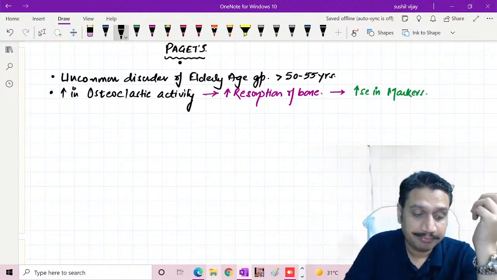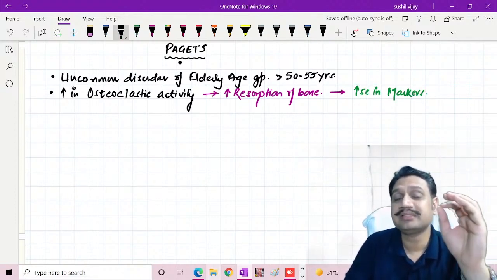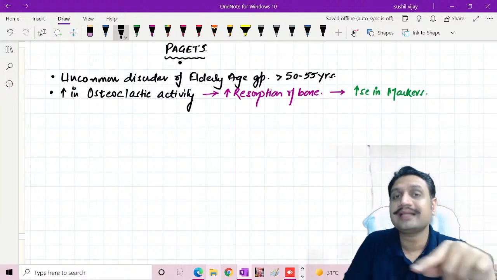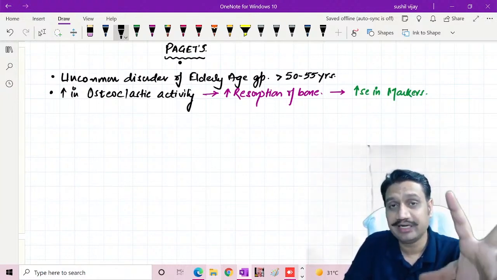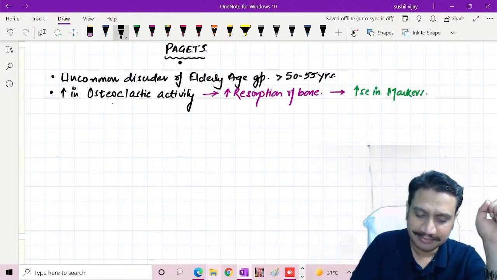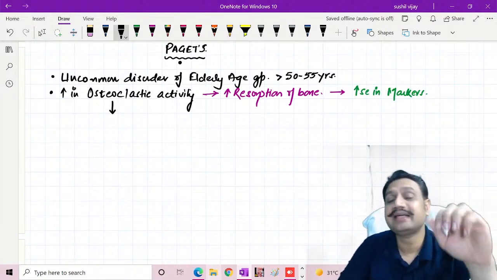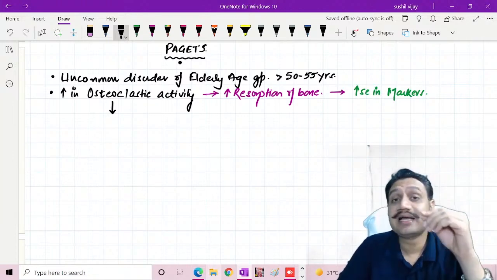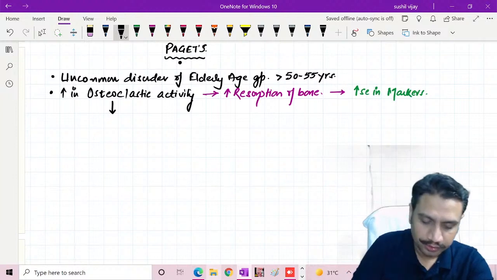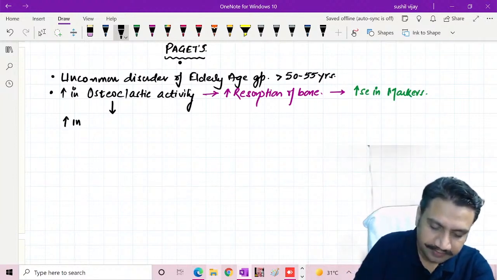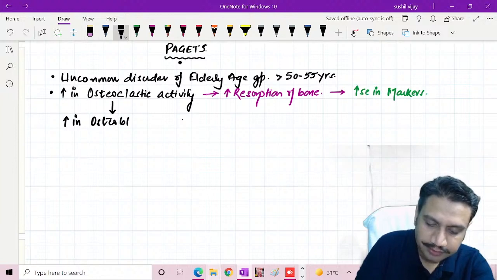Now there is a compensatory mechanism which goes on in the bone. What happens in that compensatory mechanism? That is a big cycle that we need to understand. In short, whenever there is an increase in clastic activity, it automatically promotes the blastic activity. So there will be increase in osteoblastic activity. It is a common mechanism, right? So osteoclastic activity will promote the osteoblastic activity automatically.